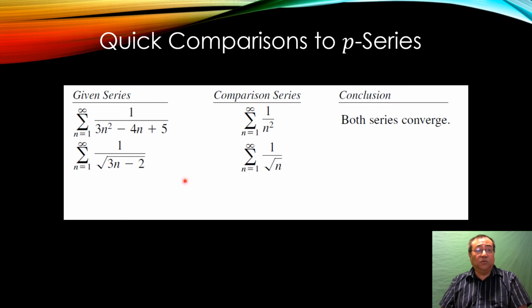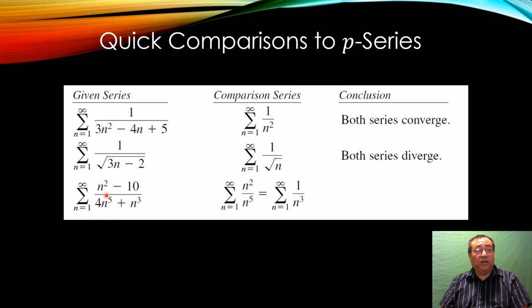This is n to the 1/2. We know n to the 1/2 diverges by the P-series test because p is less than 1. So that means this diverges. Right? Both diverge. Here, you want to look at both exponents, numerator and denominator. That's going to give me n to the 3rd in the denominator. So this one, the 1 over n to the 3rd in the denominator, that's going to converge by the P-series test. So that means the original series over here is going to converge.